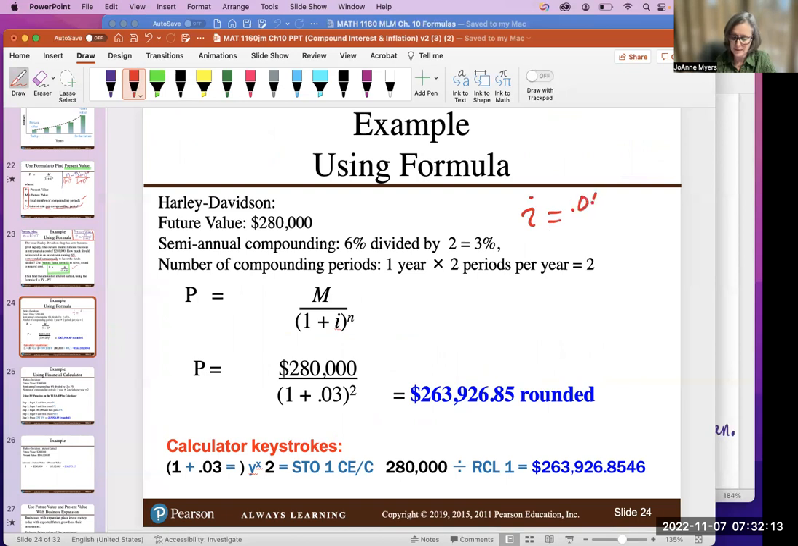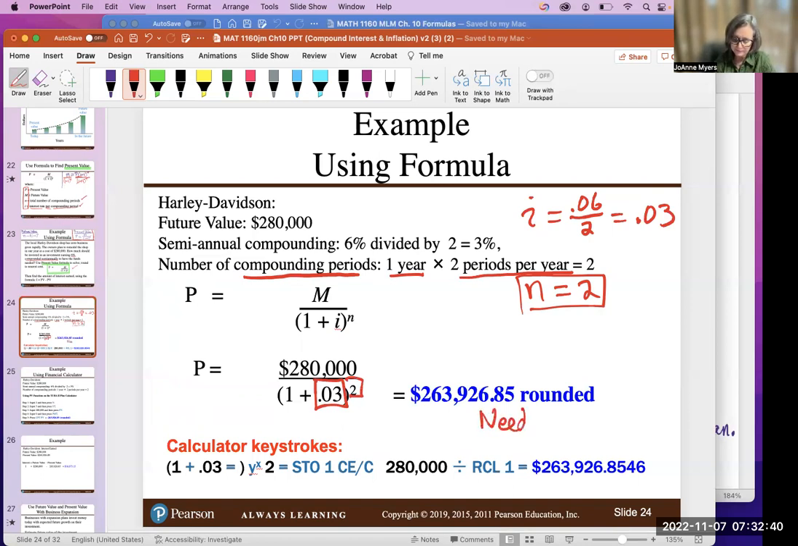My I is the 6%, 0.06 semi-annually, so that's going to be 0.03 that I use for my I. My compounding periods: 1 year times 2 periods per year, so my N is 2. So my I is 0.03 and my N is 2. Plug it into your calculator. This is the amount needed now. This is what I need now to have that 280,000 in the future.